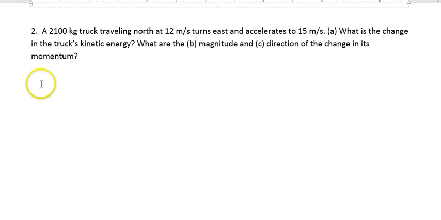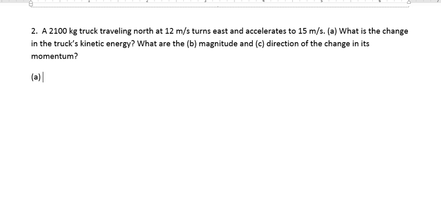Exam 4, problem 2. Now we have a 2100 kilogram truck traveling north at 12 meters per second, turns east, and accelerates to 15 meters per second. What is the change in the truck's kinetic energy? Well, part A is simple, right? Because kinetic energy is straightforward, it's a scalar.